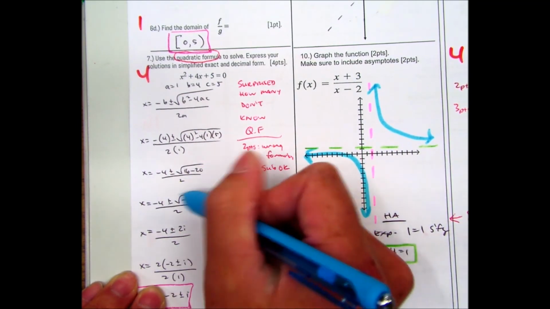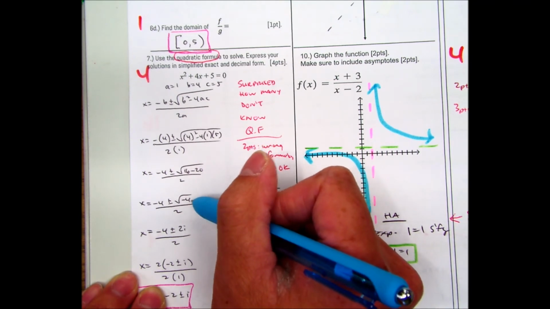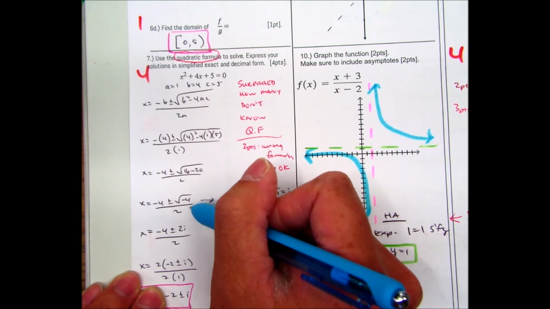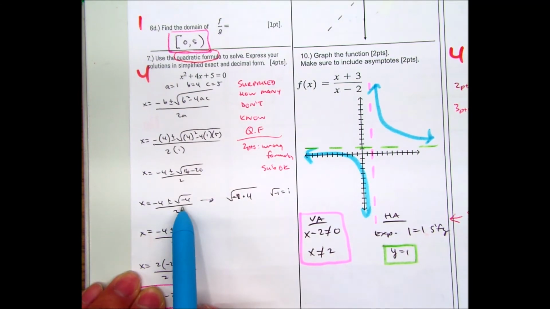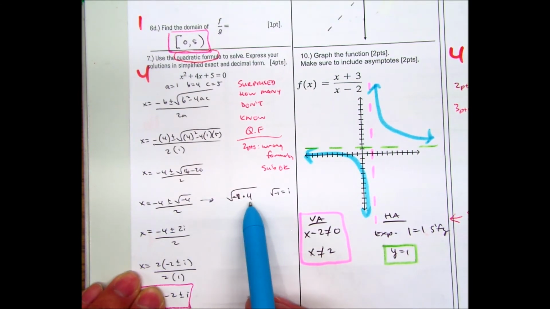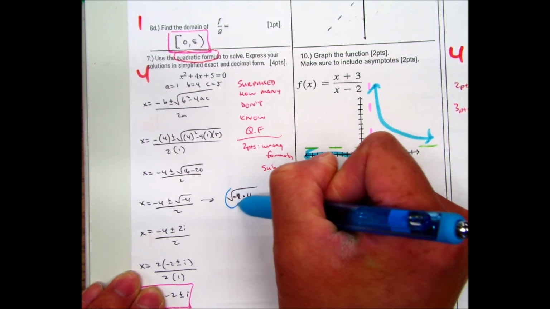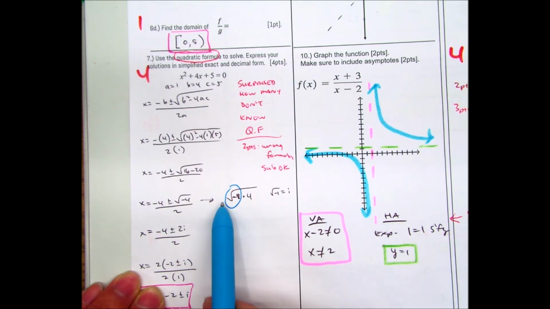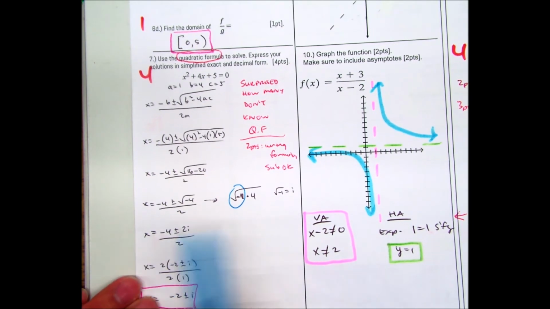So a lot of students stopped here. Some students said no real solutions. We're in pre-calculus, guys. You were in Algebra 2 last year. Okay. Negative 4 is negative 1 times 4, and we already know the square root of negative 1 is i. So this all comes out of the radical. You write the i on the outside of the radical. The square root of 4 is just 2. So you're left with x equals negative 4 plus or minus 2i over 2.